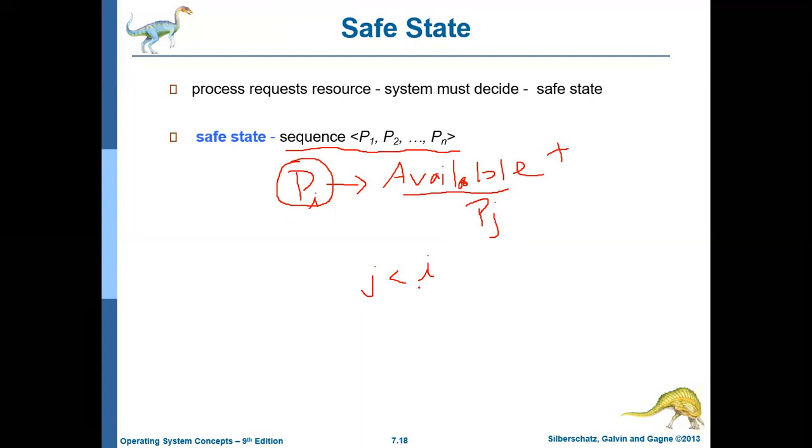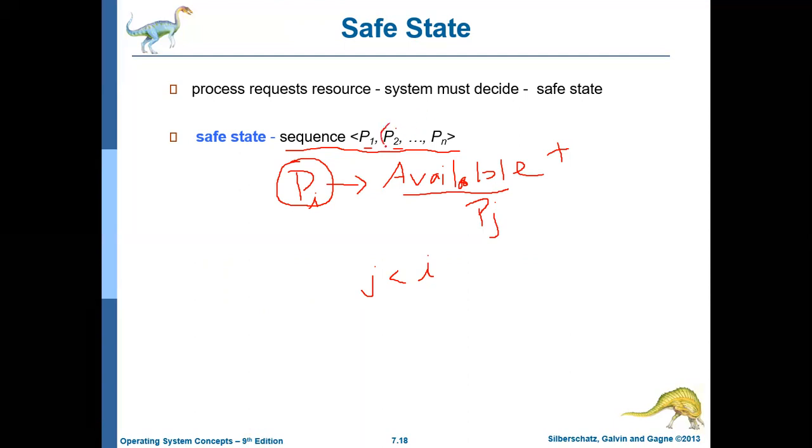So what does less than i mean? Here, if you see, P1 is less than P2. Less than means the process P1 comes before P2. Similarly, P2 comes before P3, P3 comes before P4, like that, Pn minus 1 comes before Pn.